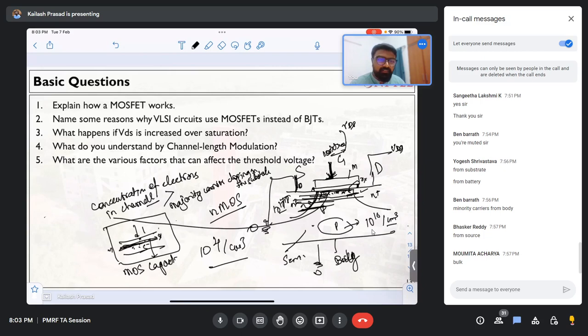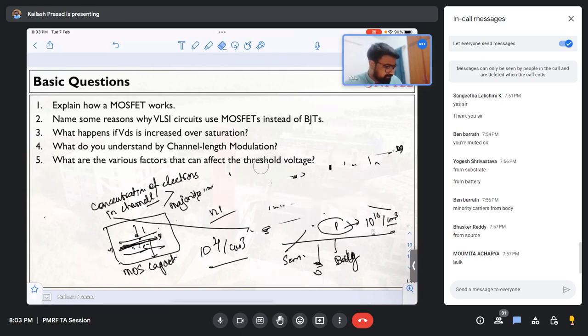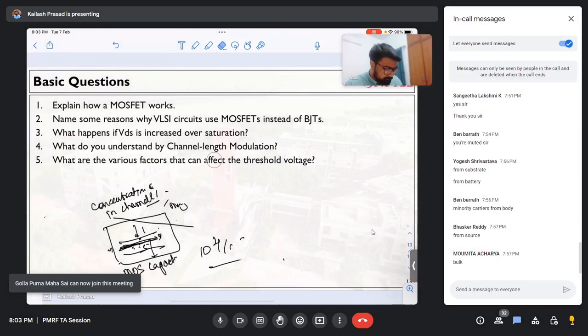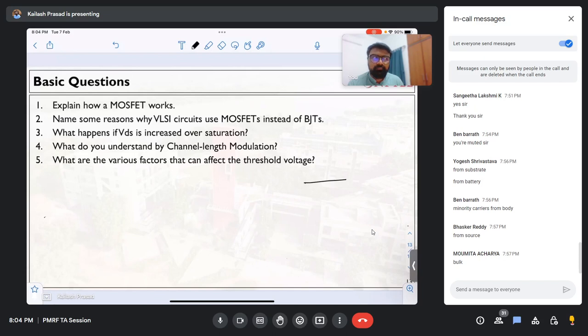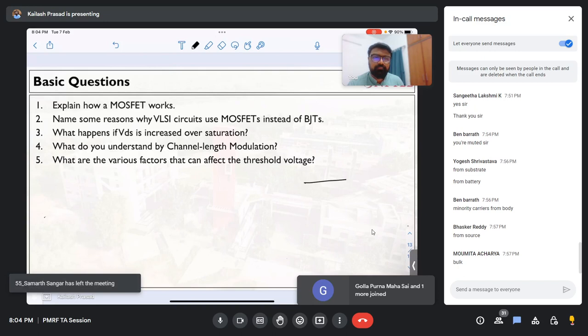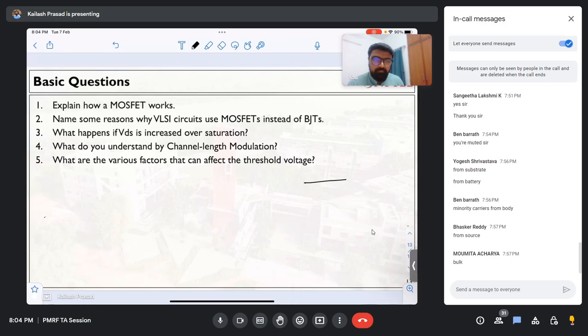Did I answer your question? No, sir, I have not understood. Still confused? Actually, the carriers come after applying VDS. If there is no VDS and only VGS is there, is it possible for carriers to come from the source to the channel? Whenever we apply a drain to source voltage, carriers are generated from the source terminal, go through the channel and terminate at the drain. This is the logic we know. So my question is, when there is no VDS and only VGS, is it possible for the source to contribute carriers to the channel?